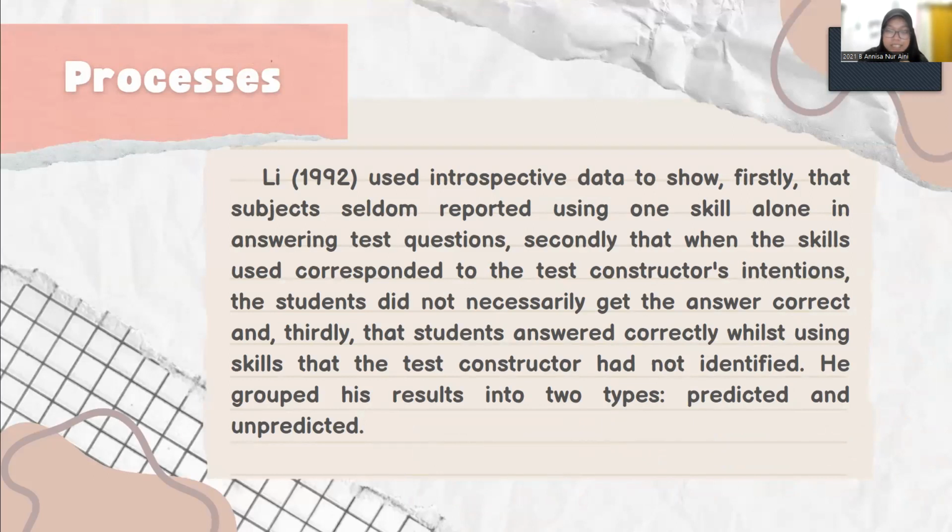So as you can see on the screen, Lee, 1992, used introspective data to show, firstly, that subjects seldom reported using one skill alone in answering task questions. Secondly, that when the skills used corresponded to the test constructor's intentions, the students did not necessarily get the answer correct. And thirdly, that the student answered correctly using skills that the task constructor had not identified. He grouped his results into two types, predicted and unpredicted. Next slide, please.